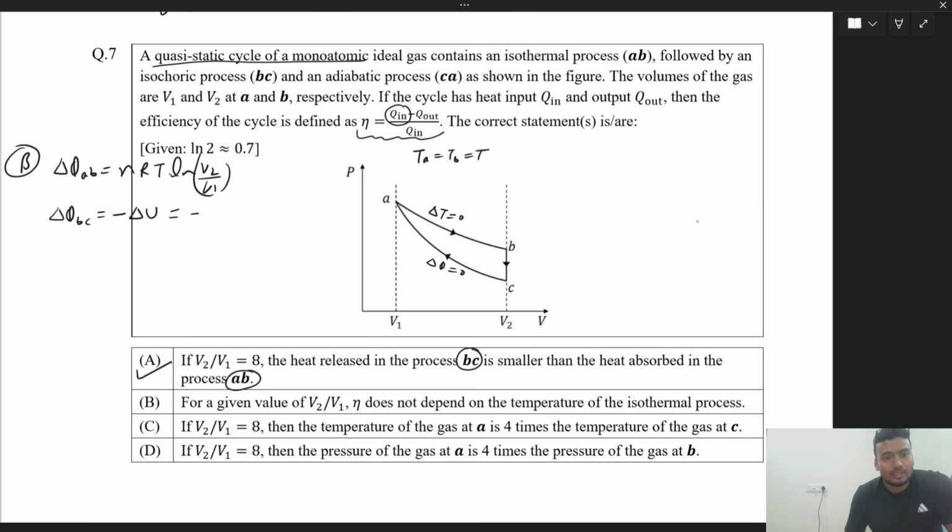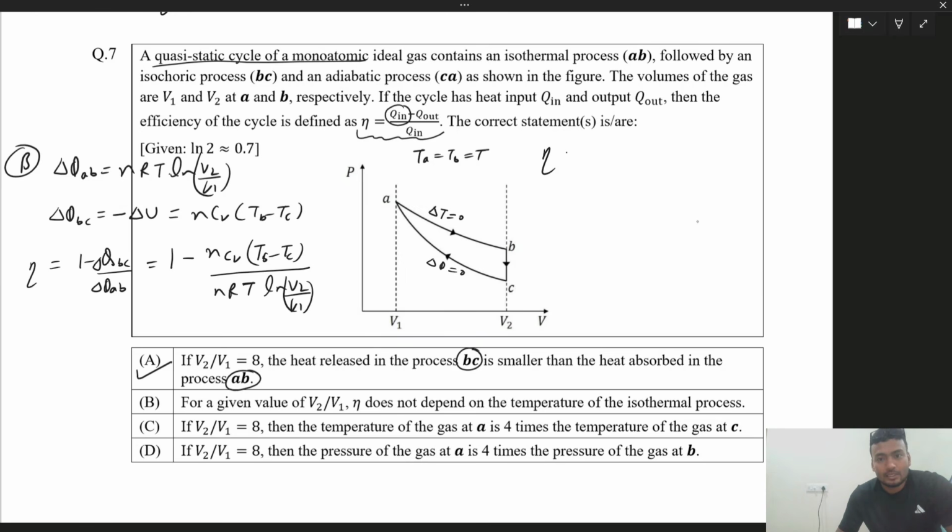So it is n Cv delta T. It should be TC minus TB, but because of this sign, it will be TB minus TC. Okay. Now for eta you have to use this. So Q in minus Q out. So it is 1 minus delta Q BC by delta Q AB. Right? This way you can rearrange it. So it is 1 minus n Cv (TB minus TC) divided by nRT ln V2 by V1.